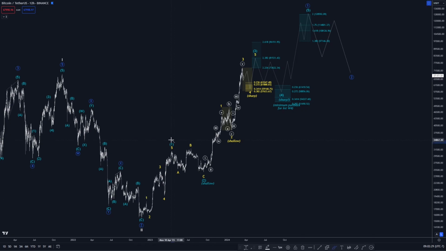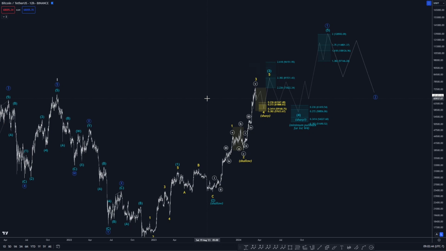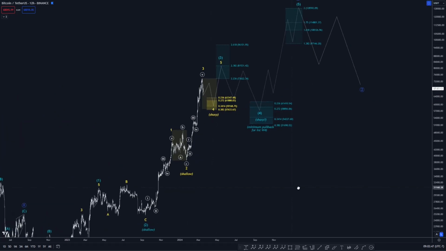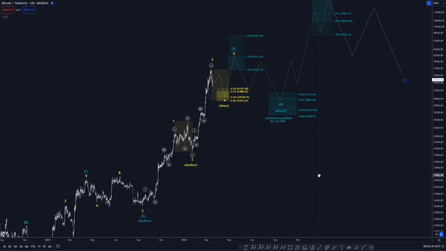Essentially, I have this as an intermediate 1, then an intermediate 2, and we are still working on the intermediate wave 3, where this structure is a 1, 2, 3, 4, and a 5. Now, as of right now, I do think this wave 3 pivot is in. We are retracing and correcting for a wave 4 pivot. Then we take this high again to complete the intermediate wave 3.